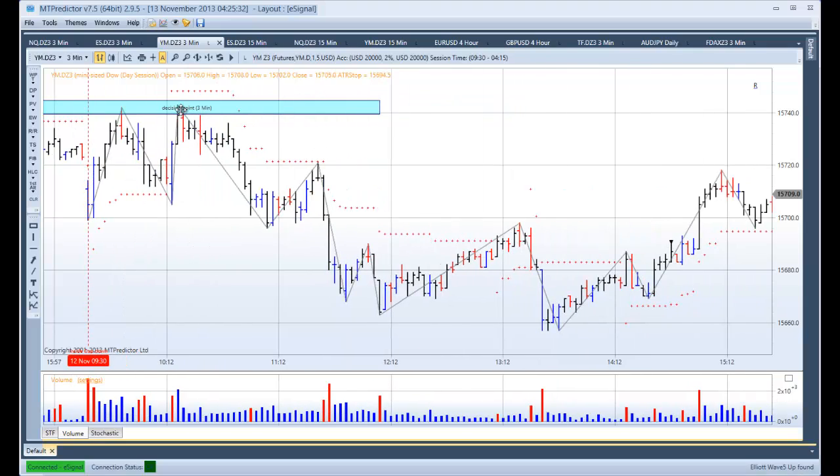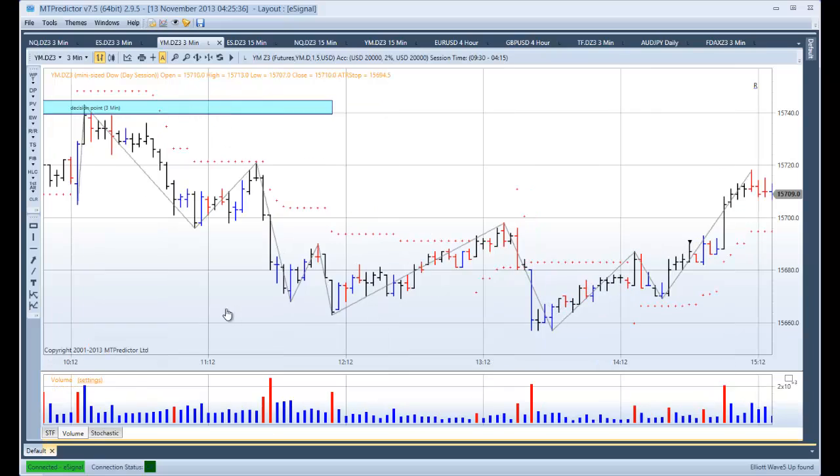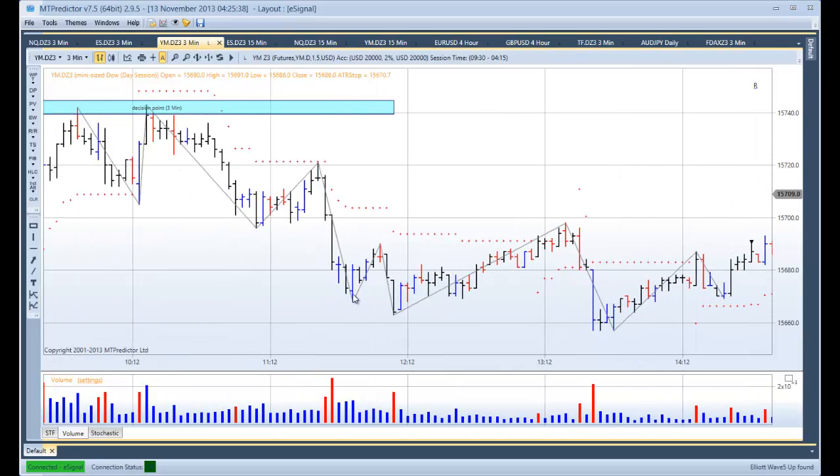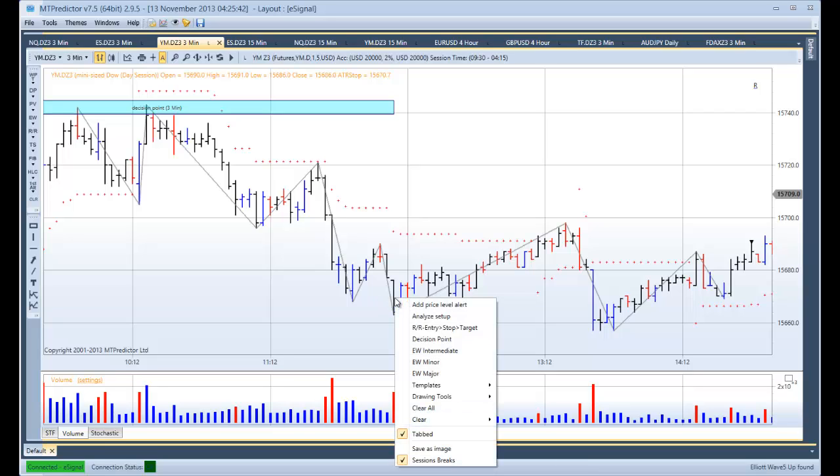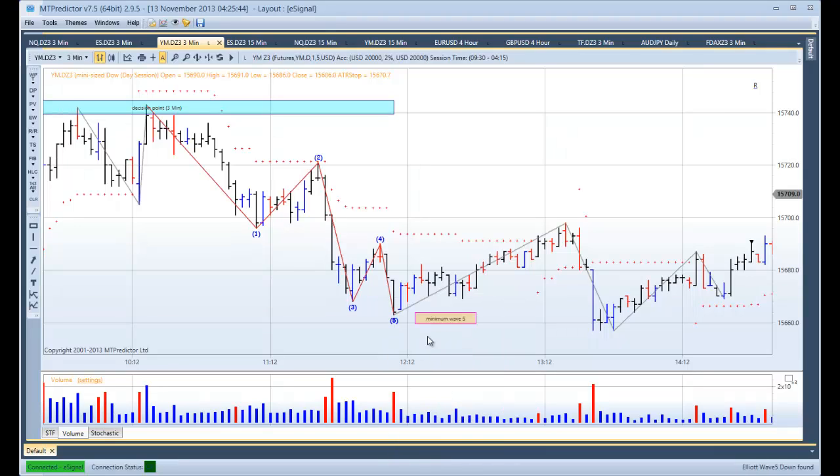Off this high here, just after 10:15, the market made a move down. I'll just zoom in a bit. Initially you may see that as a choppy move down. However, at the bottom here, if we right mouse click and do Elliott wave intermediate, you can see that MTPredictor found a beautiful 1, 2, 3, 4, 5, with the wave 5 low coming in right at the minimum wave 5 WPT.